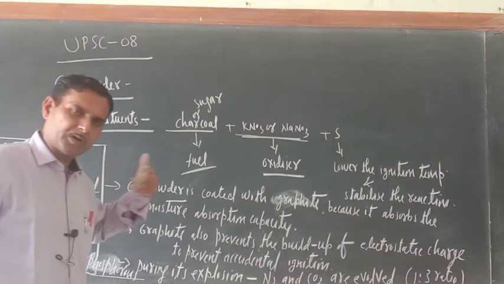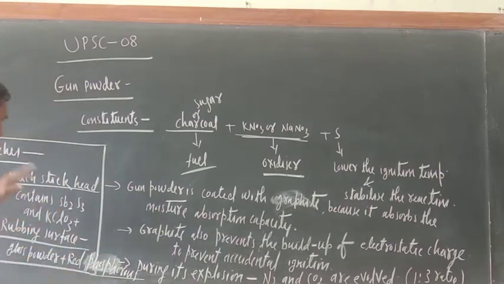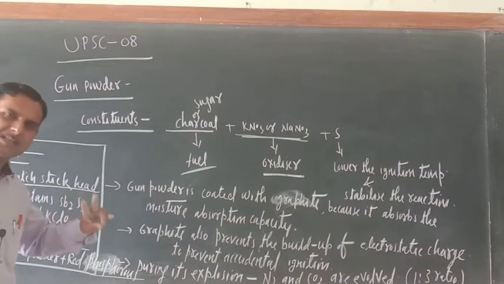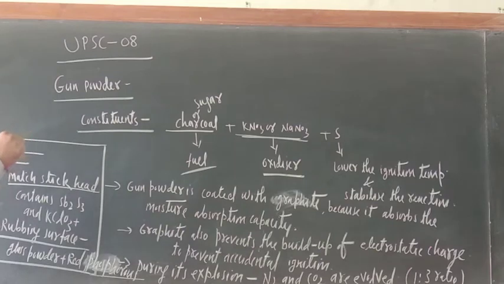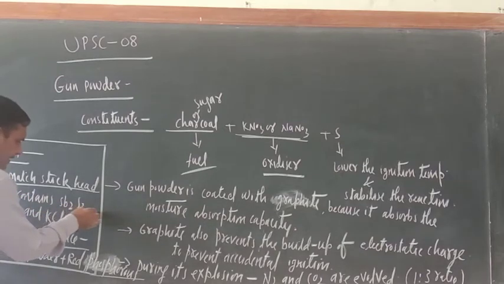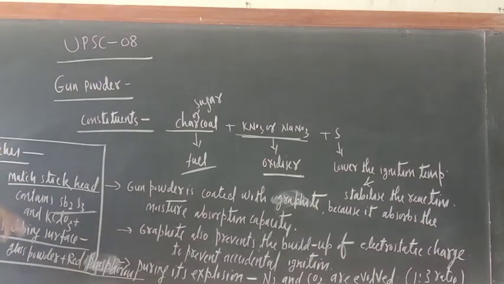Now I will tell the mechanism of production of heat. Just try to understand what is happening. When you rub the head on the rubbing surface, there you have used red phosphorus. A small amount of red phosphorus will be converted into white phosphorus, and you know the ignition temperature of white phosphorus is very low. So white phosphorus will catch fire and transfer its heat to the antimony trisulfide, Sb2S3. Now Sb2S3 will start burning.